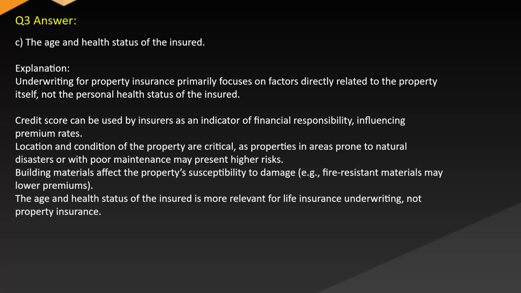Location and condition of the property are critical, as properties in areas prone to natural disasters or with poor maintenance may present higher risks. Building materials affect the property's susceptibility to damage, e.g. fire-resistant materials may lower premiums. The age and health status of the insured is more relevant for life insurance underwriting, not property insurance.